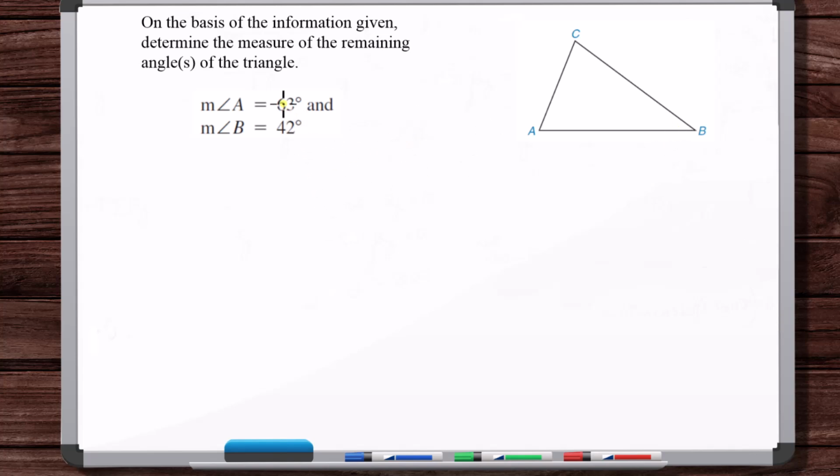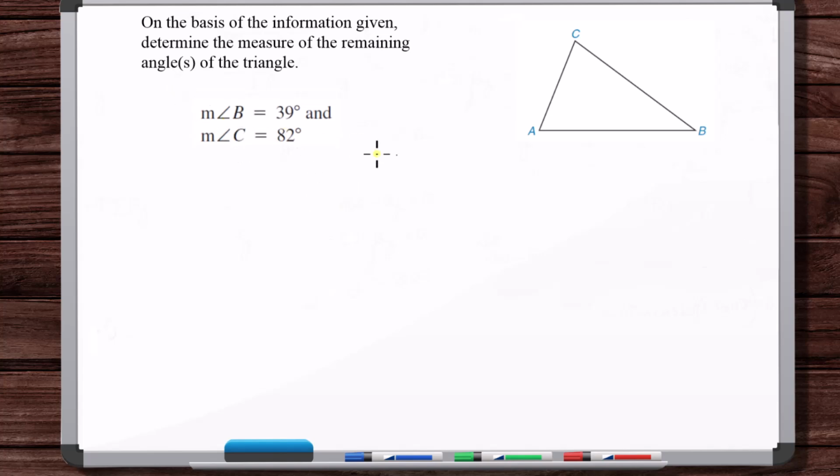So, we can take this angle plus this angle, is 105 degrees. So we know that angle C must make up the difference in going from 105 to 180. So what's 180 minus 105? Well, that's going to be 75. So the measure of angle C is 75 degrees.